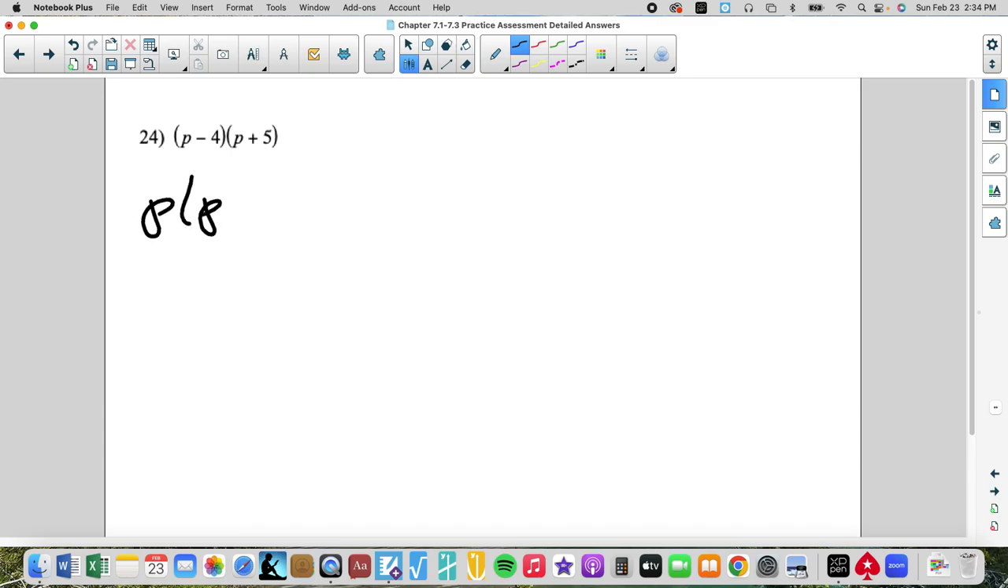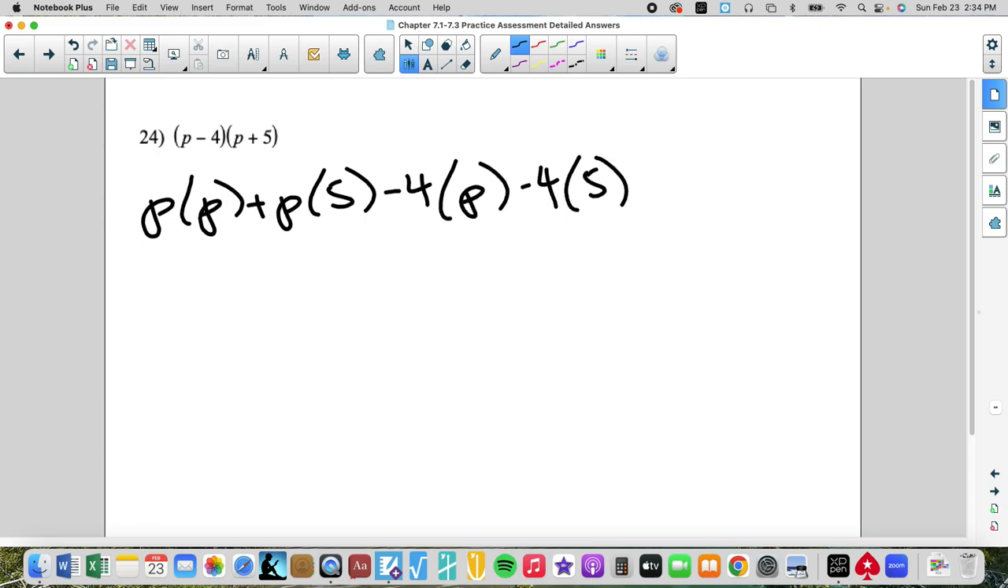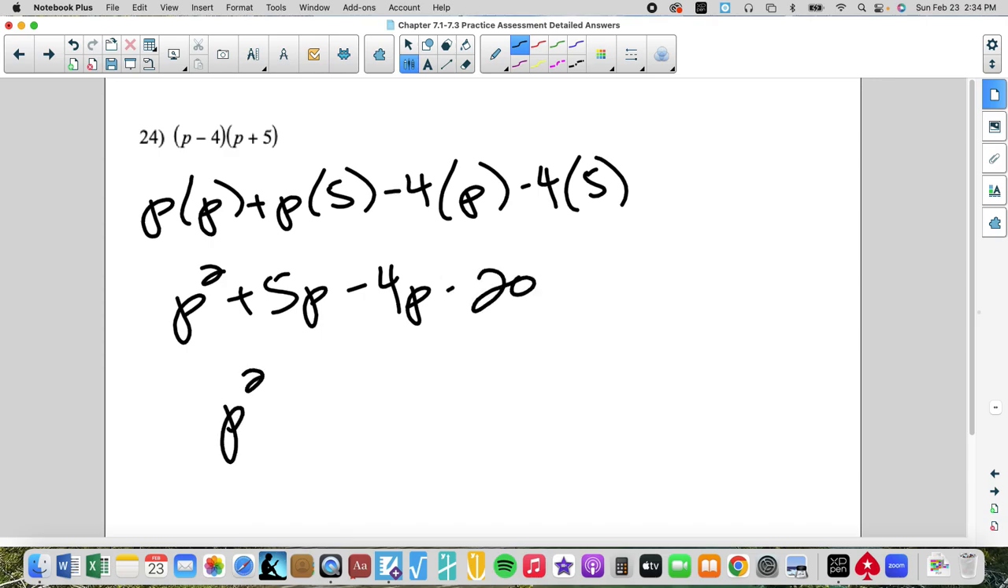P times p plus p times 5 minus 4 times p minus 4 times 5. P times p is p squared. P times 5 is 5p. Negative 4 times p is negative 4p. And negative 4 times 5 is negative 20. P squared plus p minus 20.